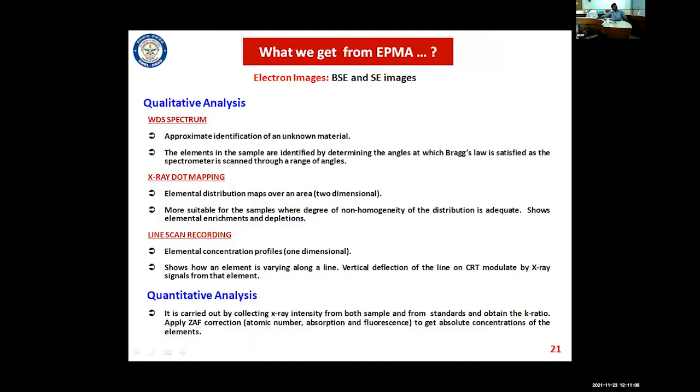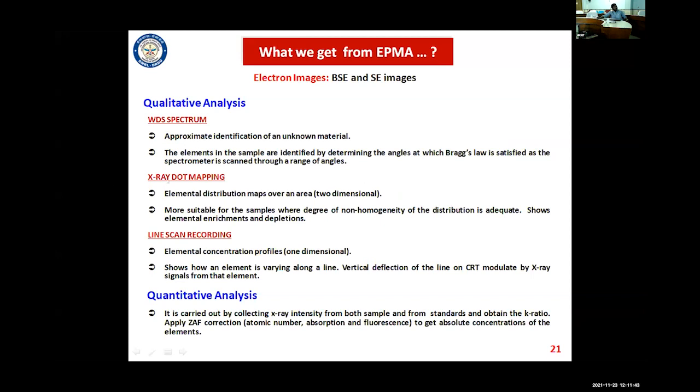So what information can we get from EPMA? You can use the electron images, which are the BSE and the secondary images. Basically, both qualitative analysis and quantitative analysis we can do from the electron probe microanalyzer. In qualitative analysis, from the WDS spectrum, the wavelength dispersive spectrum, you can find the approximate identification of an unknown material and also the elements in the sample area, by determining the angle at which Bragg's law is satisfied. Especially in EPMA, Bragg's law is involved, whereas in SEM EDS, it is not involved.